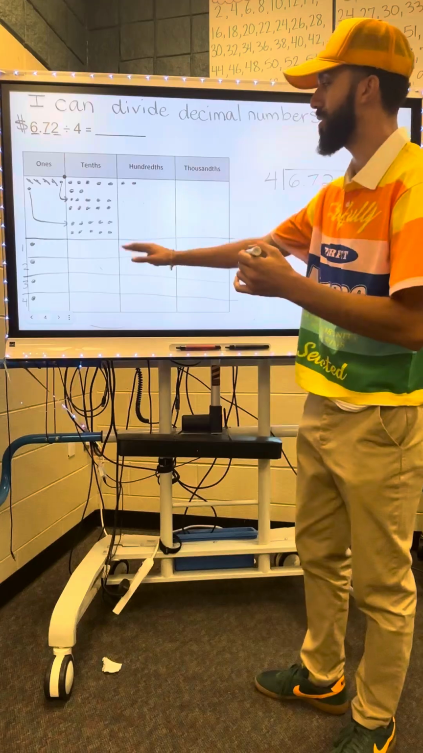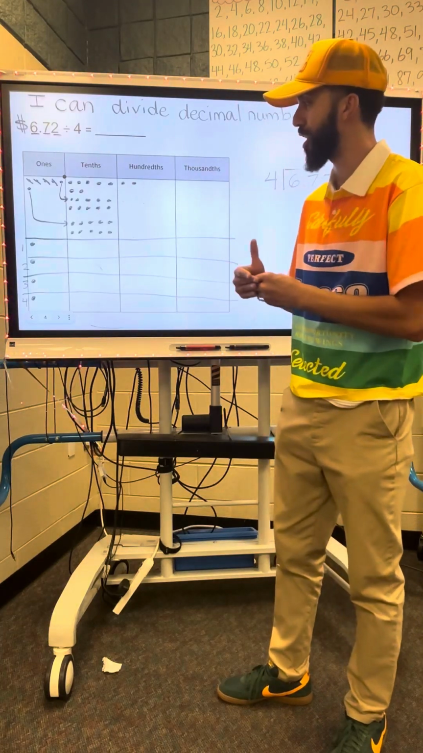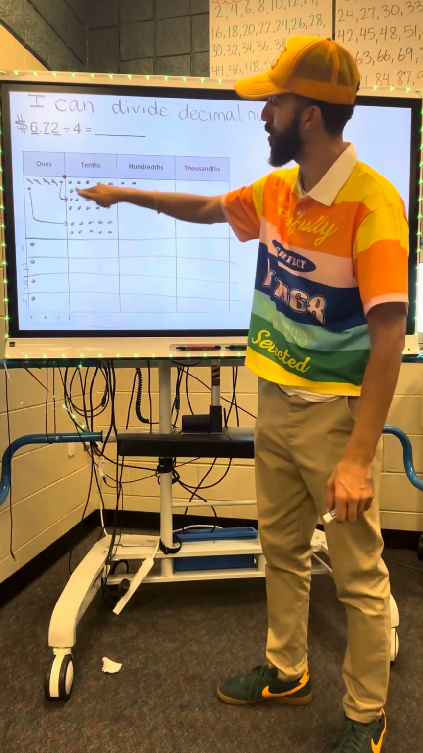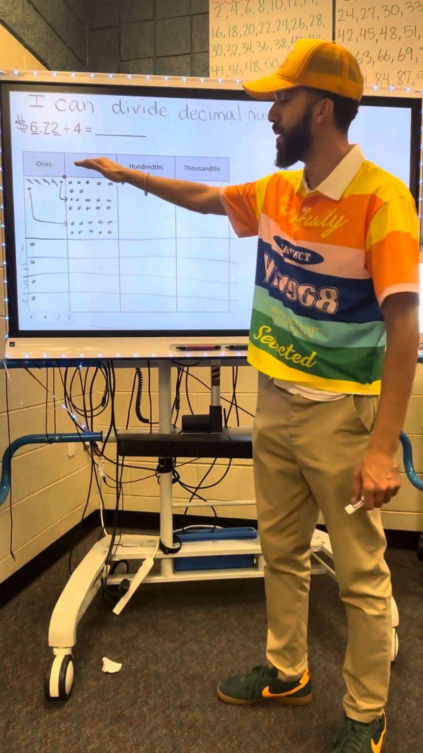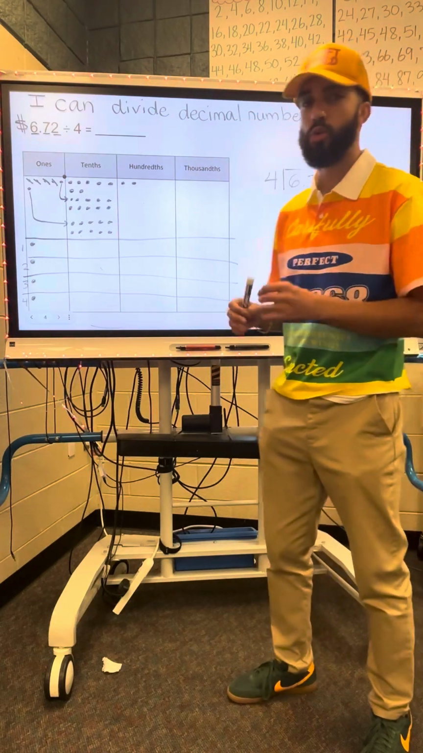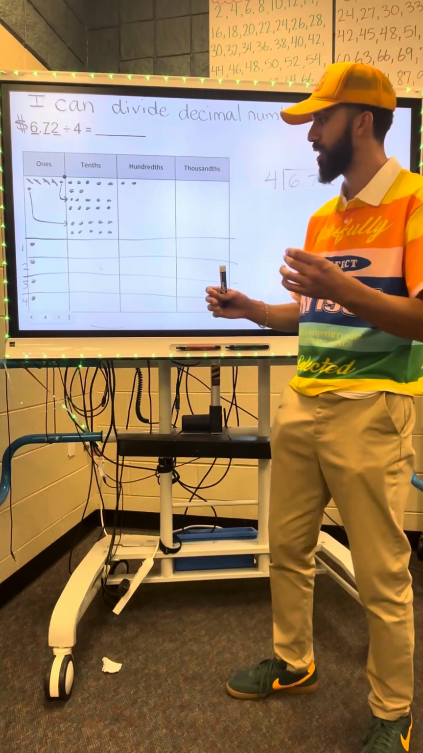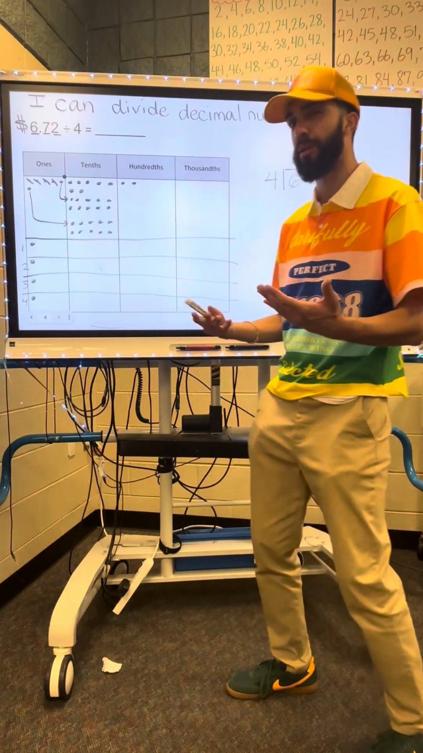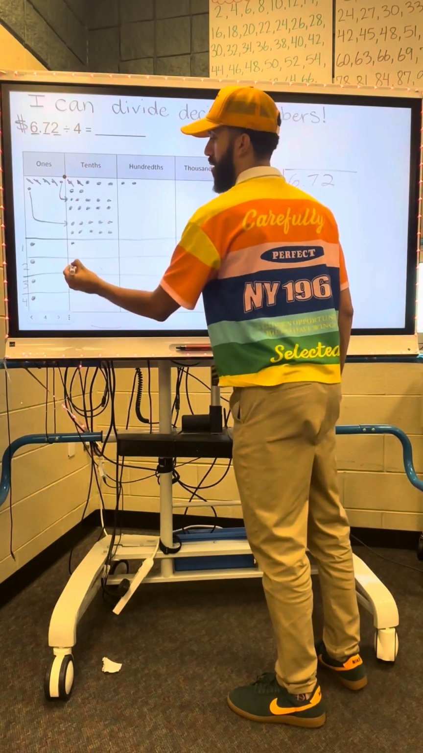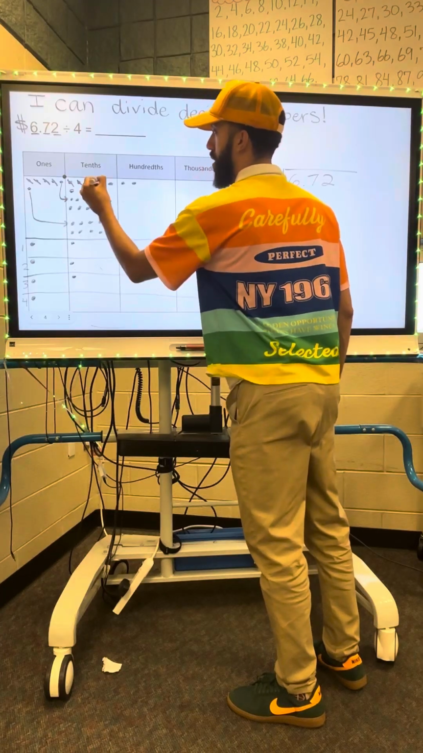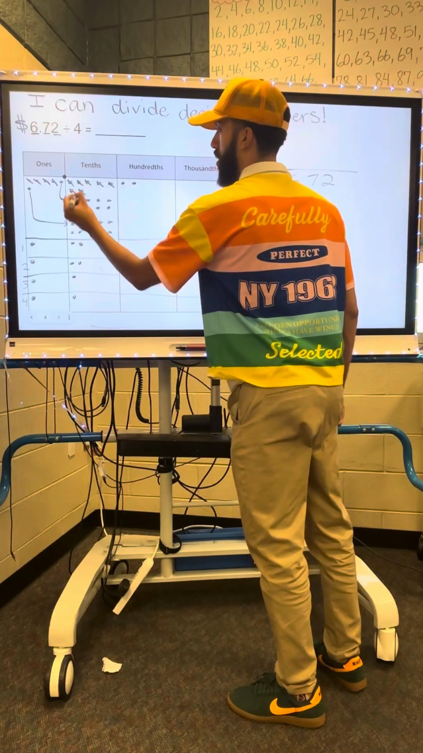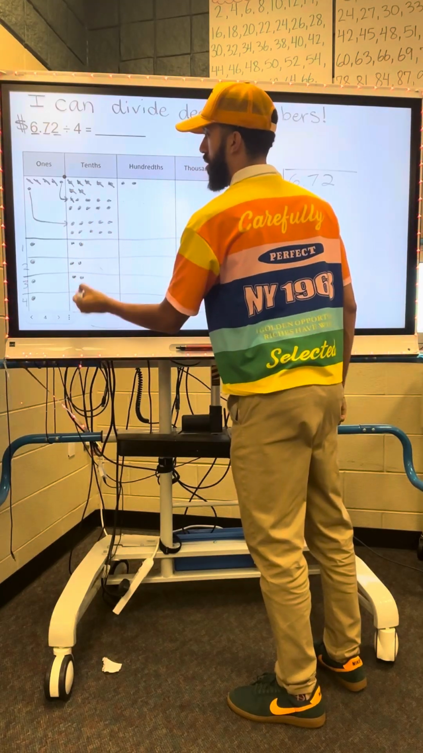All right, and before I dive in, I just want to count and make sure I'm doing things accurately. 5, 10, 15, 20, 25, 26, 27. So I just made 27 tenths, and I'm dividing it by 4. I already know 4 does not go into 27 evenly, so I'm probably going to have some left over. Let's see. 1, 2, 3, 4.